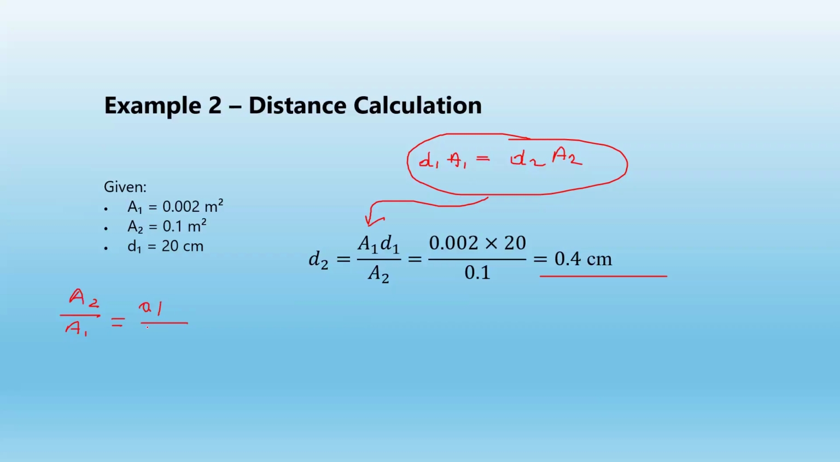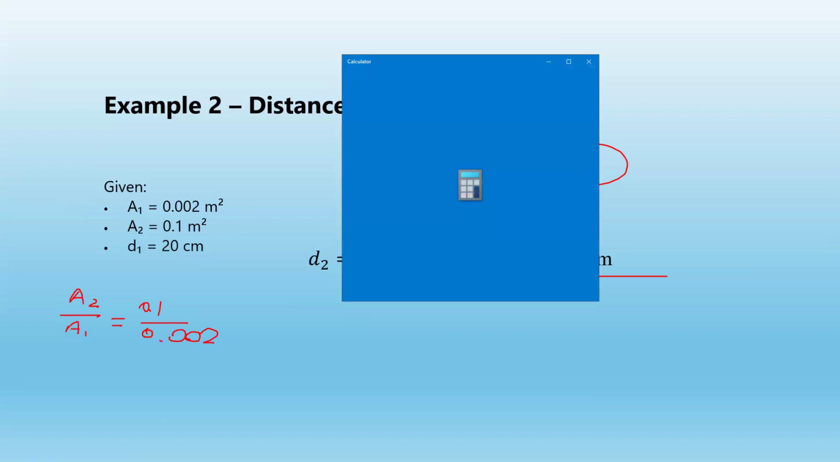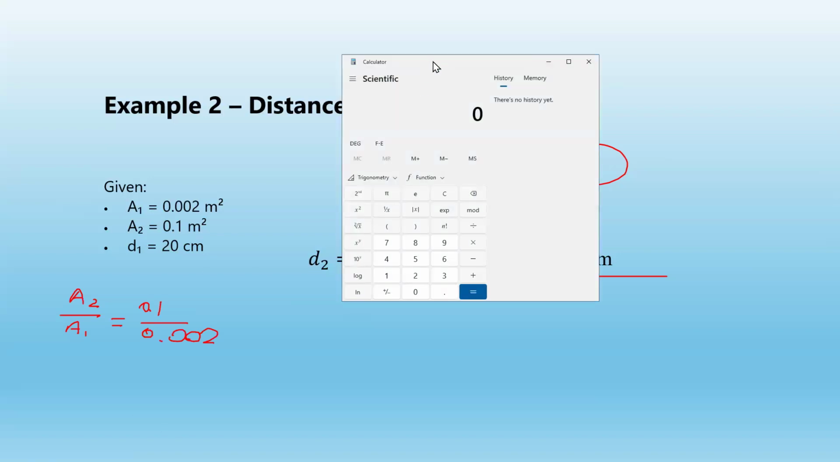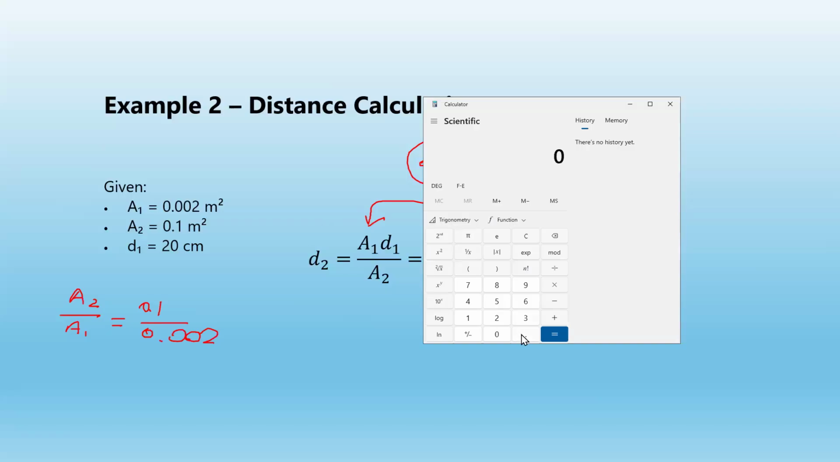And this is 0.002. 0.1 divided by that, we got 50. All right. That's our multiplication factor. That's our multiplier.